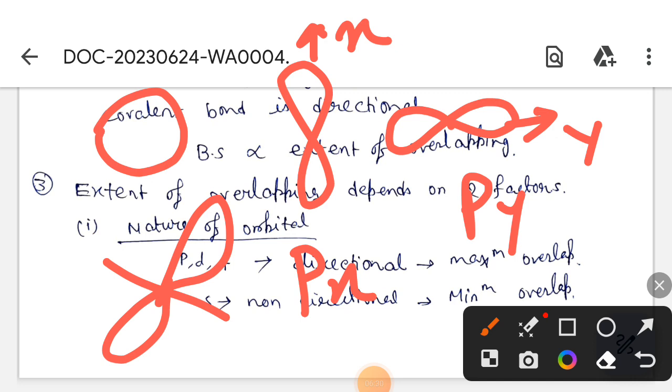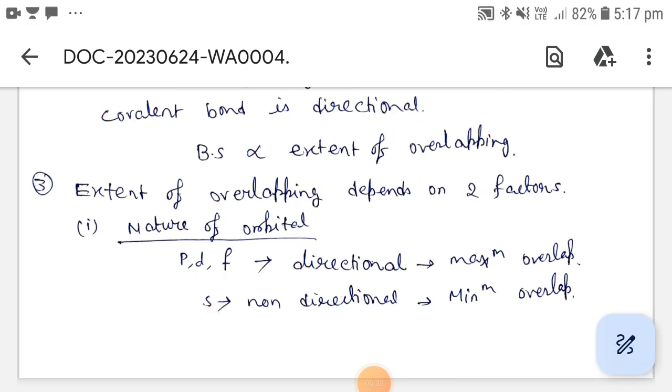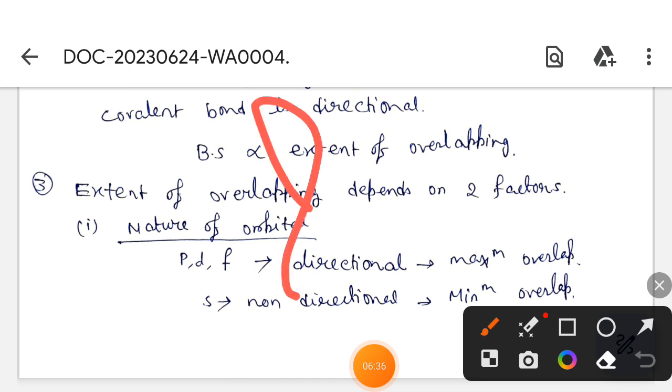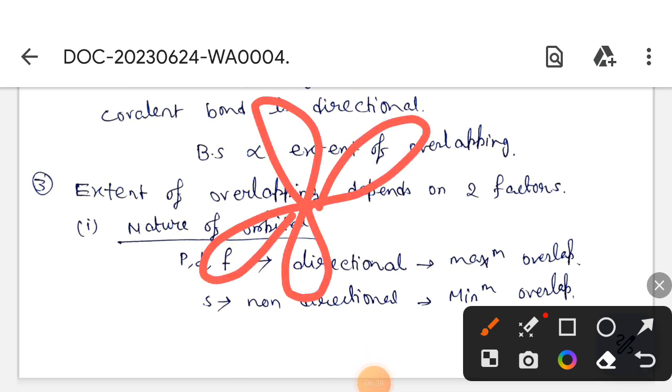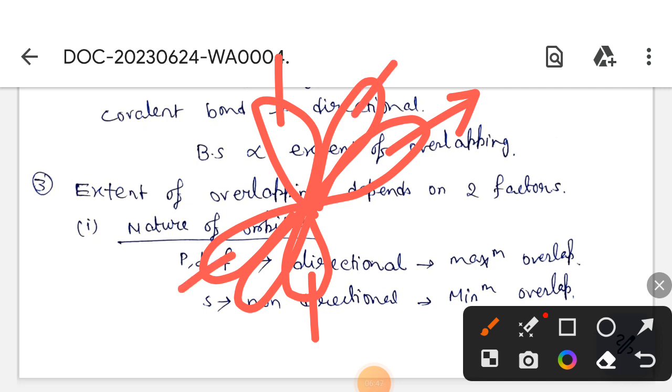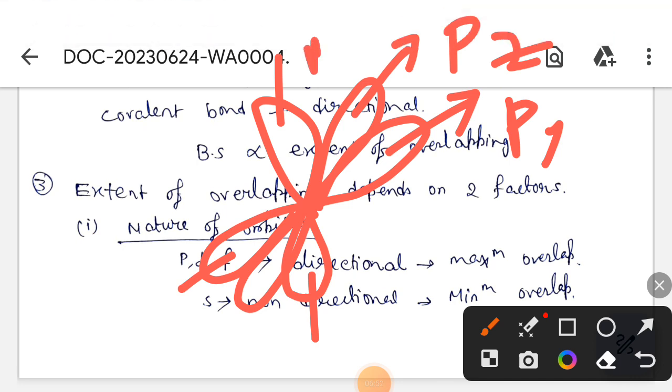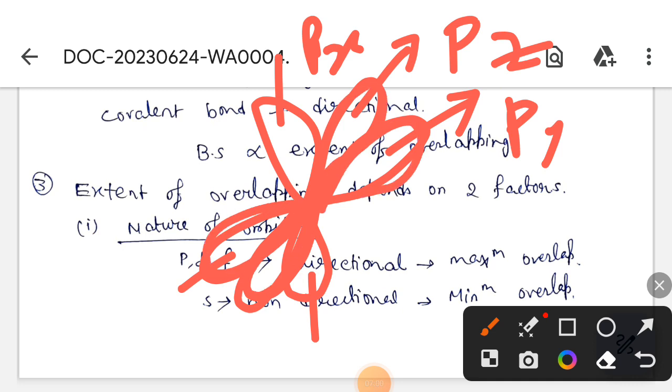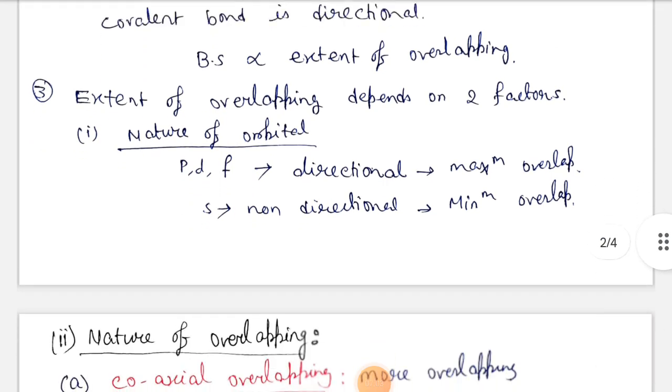Okay, these three are perpendicular in this direction. So if you write in one case, then this is px, this is py, and this is pz. So these are basically directional. So for directional orbitals maximum overlapping is there, and for non-directional orbitals minimum overlapping is there.